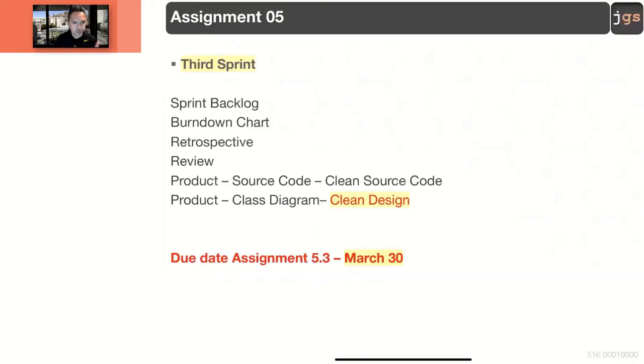Number one, do not forget, you should submit your assignment, the sprint 3, March 30. So next week is the due date for your assignment. Do not forget to submit. Specifically, you need to submit the same thing that you have submitted for the previous two assignments: backlog, burndown chart, retrospective and review, your product, source code, and probably more important than ever, your class diagram.